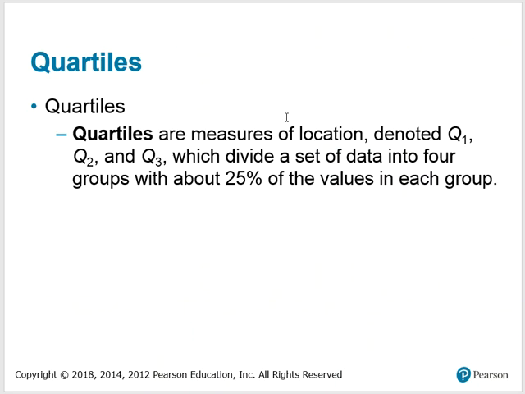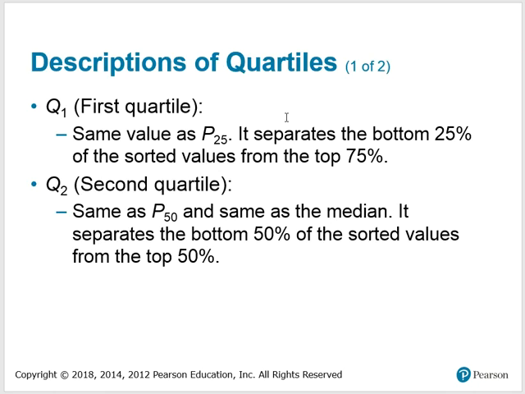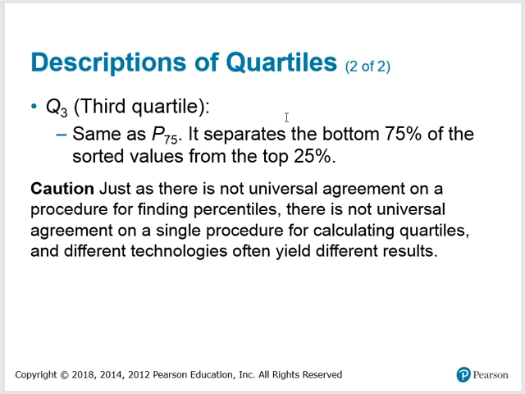So percentiles break things into groups of 100, and so we have quartiles now, which break things into quarters or groups of 25%. The first quartile is the lowest 25%. The second quartile breaks things into 50 and 50. The third quartile breaks the lowest 75% from the upper 25%.